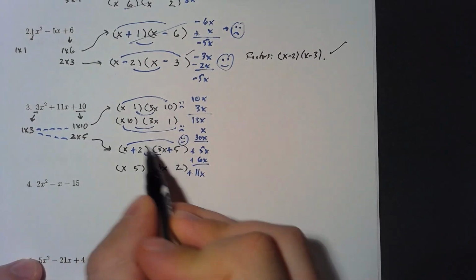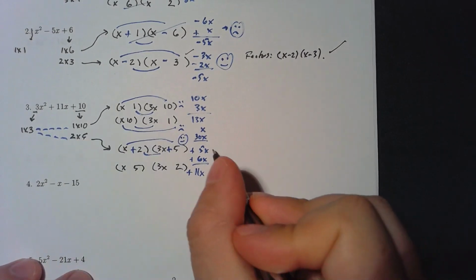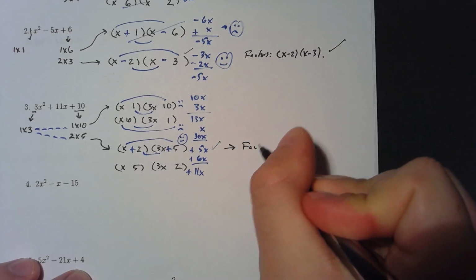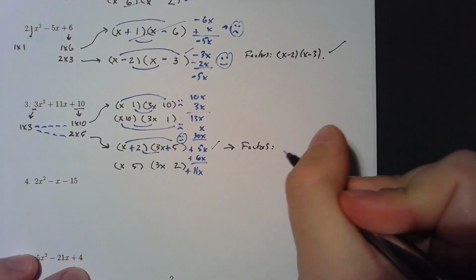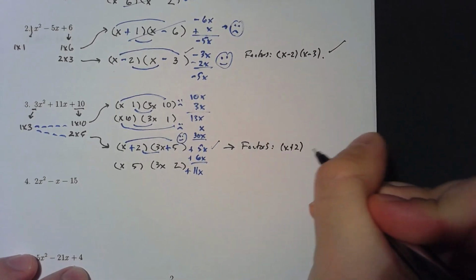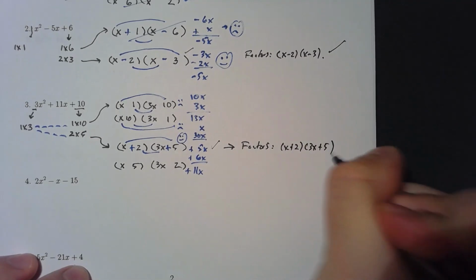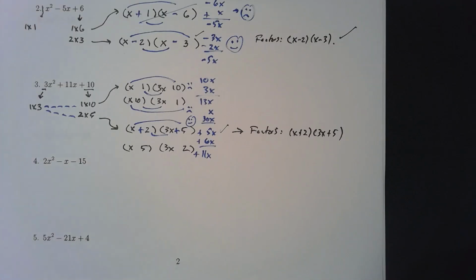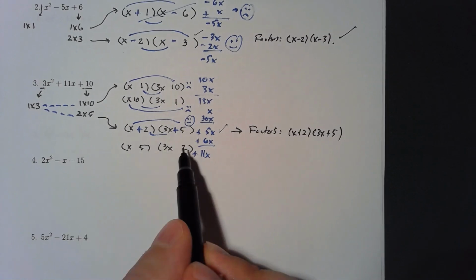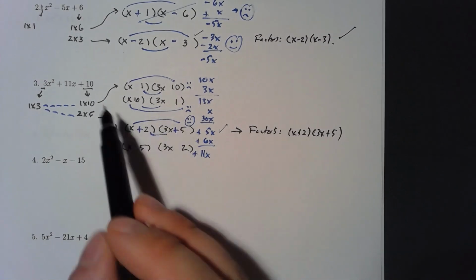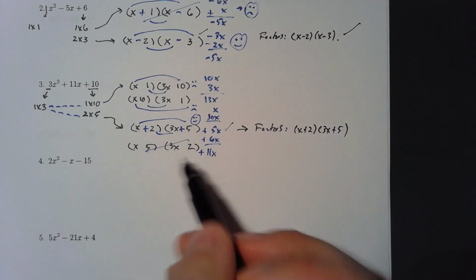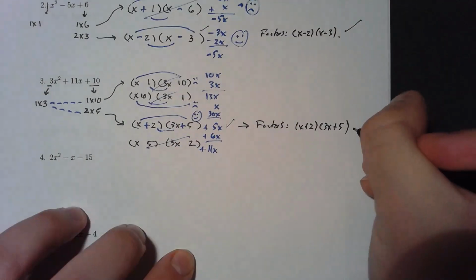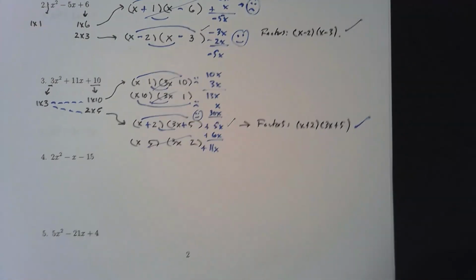And again, if you FOIL this out, you should get back what you started. So that looks good. So my factors are x plus 2 and 3x plus 5. If I did it here, I would get, well, that would be 2, that would be 15, that would give me 17x, which is no good, so obviously that one doesn't work. So those didn't work, this one did. That's it. Alright.